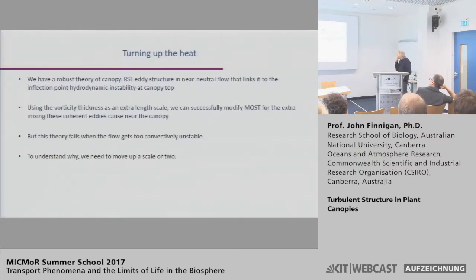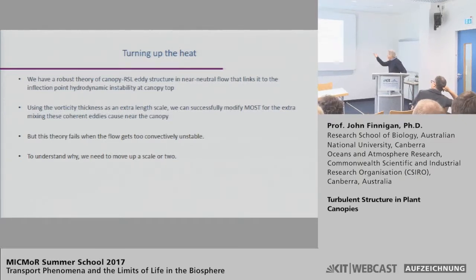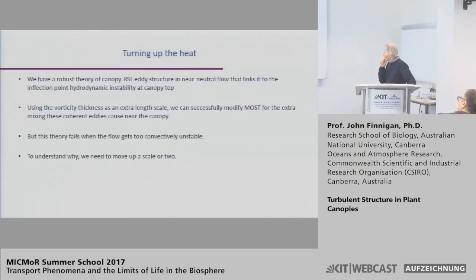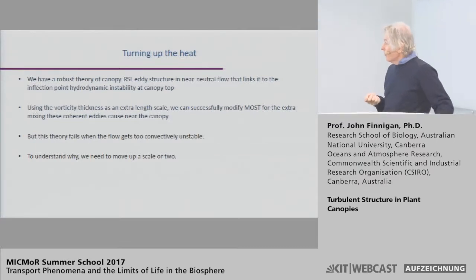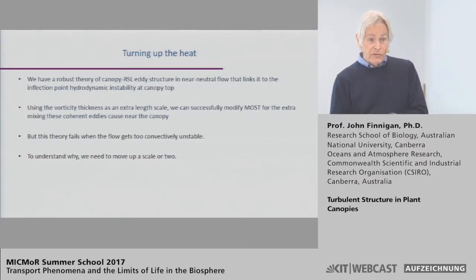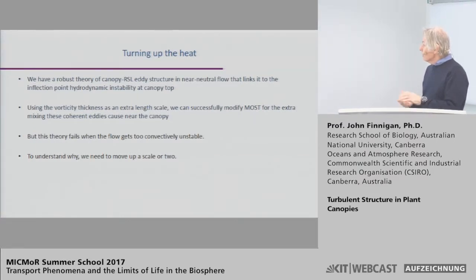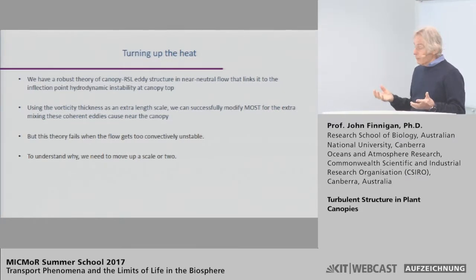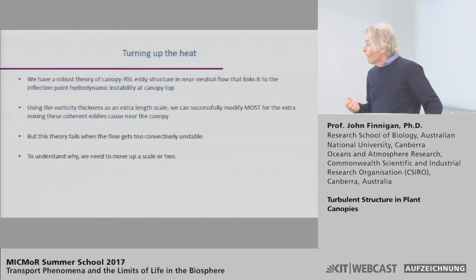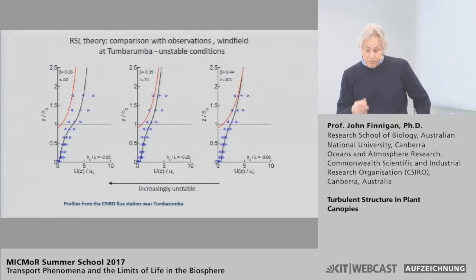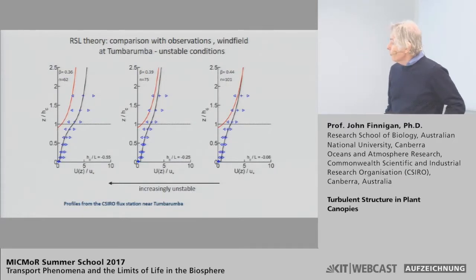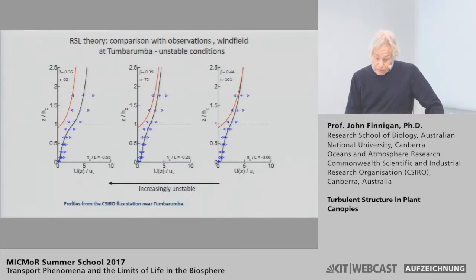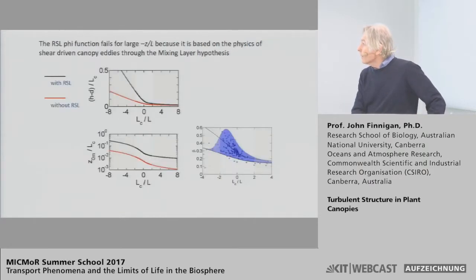So as we looked at on Wednesday, we have a fairly robust theory of canopy roughness sublayer eddy structure, near neutral flow. We've just looked at details of that, links to the inflection point instability. If we use that vorticity thickness as an extra scale, we can modify Monin-Obukhov theory for the extra mixing near the canopy. There was some evidence from that, I think that's Harman and Finnigan in 2008.